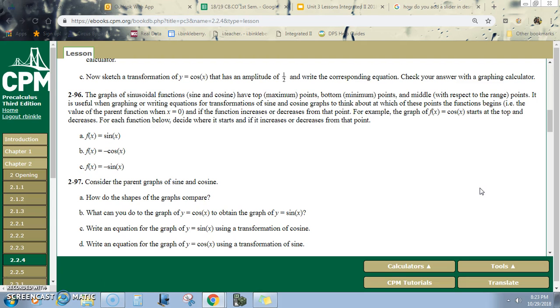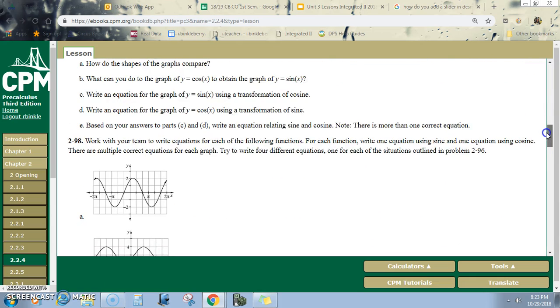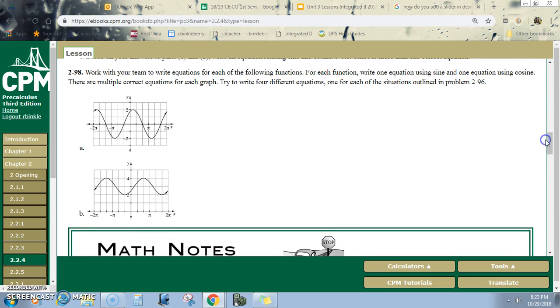And I think I had one more. That was basically question 96. One more question was just 98. Work with your team to write equations for each of the following functions. Write one equation using the sine and one equation using the cosine. Okay, so let's take a look.